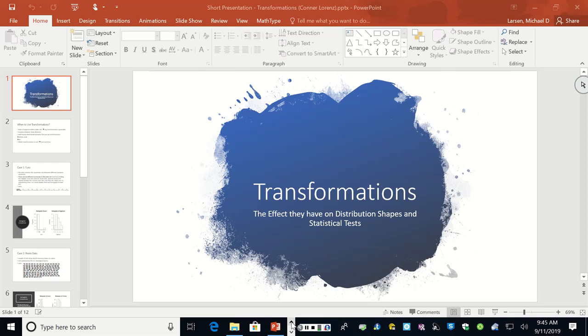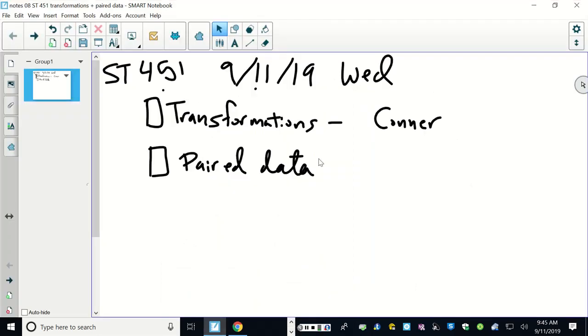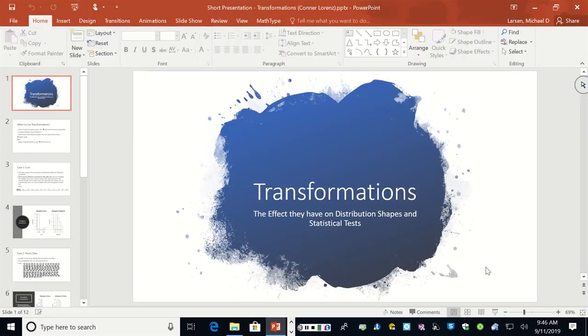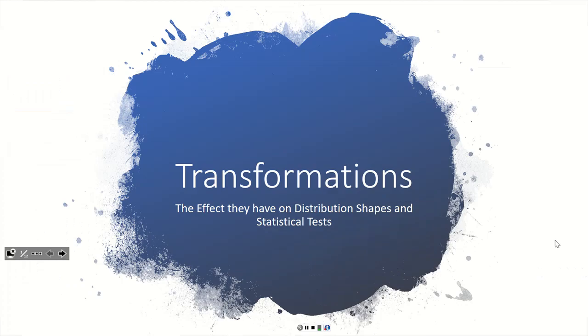Well, let's go ahead and get started. So today we're going to look at transformations and then say something about paired data. But Connor's doing the first presentation on this, so take it away. Alright, so today I'm going to talk to you guys about transformations and the effect they have on distribution shapes and kind of how we can use these different shapes for statistical tests.